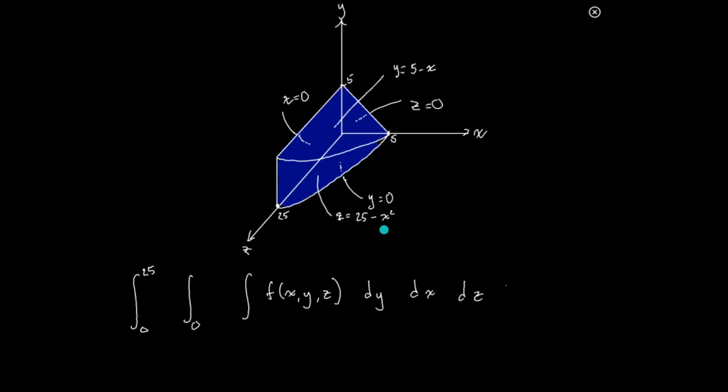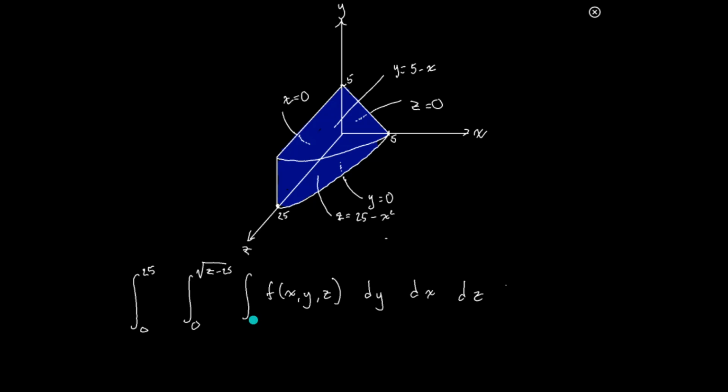But we need to put it in terms of x. So we're going to solve this equation for x. What you get out of that, let's see, is x squared equals z minus 25. So x equals the square root of z minus 25. All right, so we can put that in our upper bounds, square root of z minus 25. Okay.